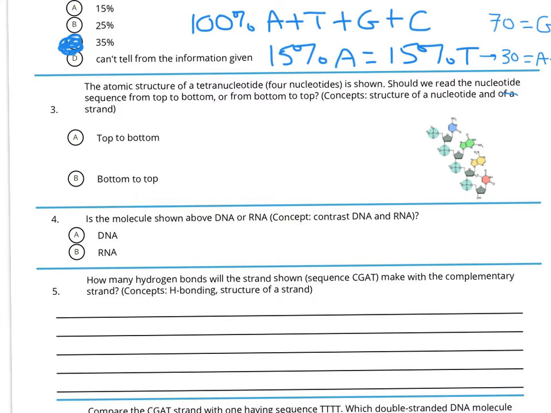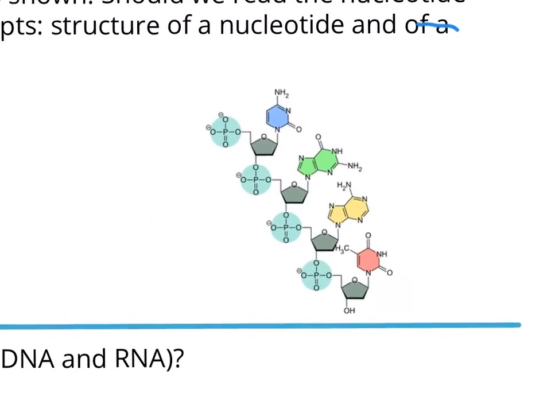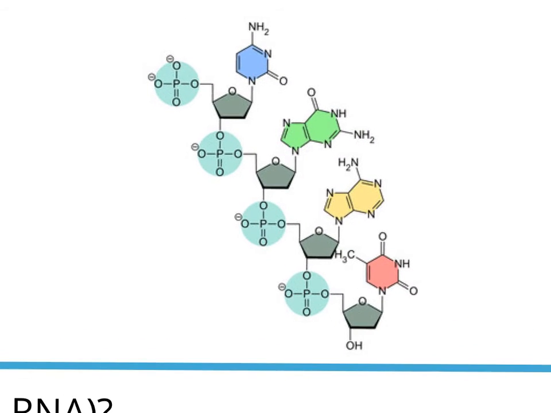Question 3 asks about the polarity of this image of DNA. Do we read it from the top to the bottom? So we need to determine the orientation of this molecule.